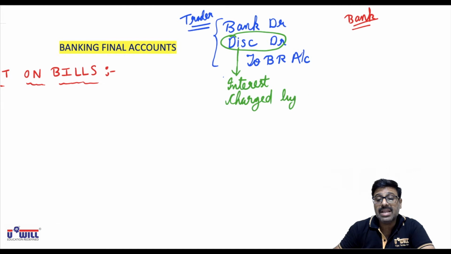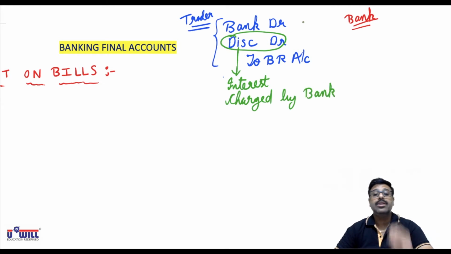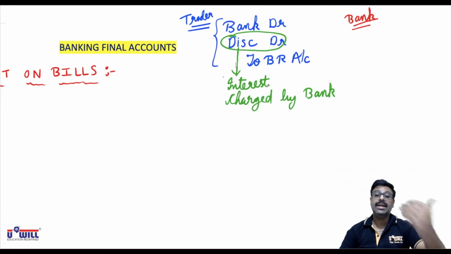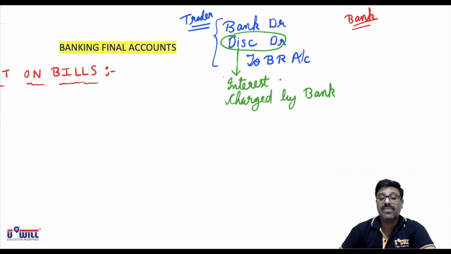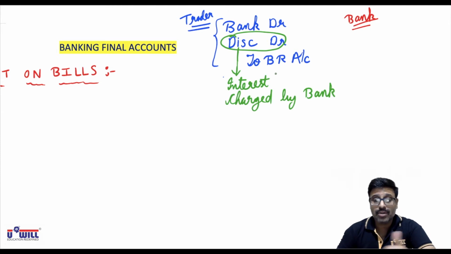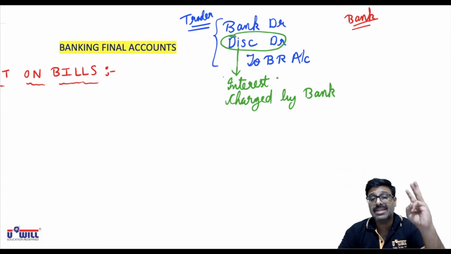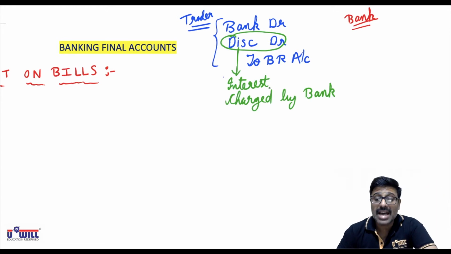Means our bills are going to mature in future. The bank gives us the money in advance. So suppose today is 1st of January and we discount a bill of 10,000 which is going to mature in the month of April. Means the bank is paying us the money in January instead of April, 3 months early. So the bank would charge interest for that 3-month period, which was called discount. It was called discount because we receive less money.